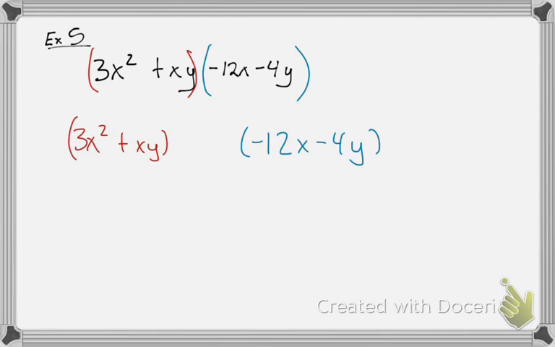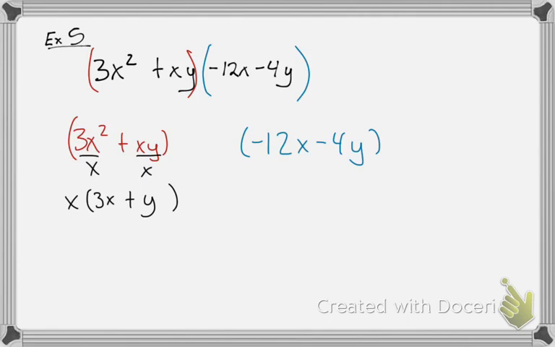So I'm going to start with the one in red, 3x squared plus xy. Well, they obviously don't have any numbers in common, but they both have at least an x. So I'm going to factor out 1x from both of those by dividing it out, which would leave me with 3x remaining. And then I have a y, because x divided by x would leave no x's there.